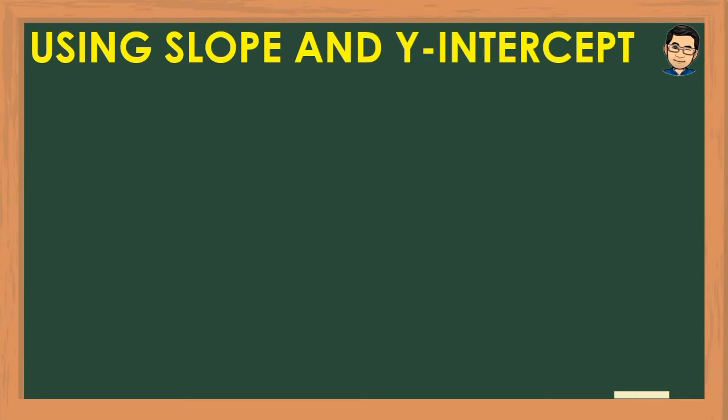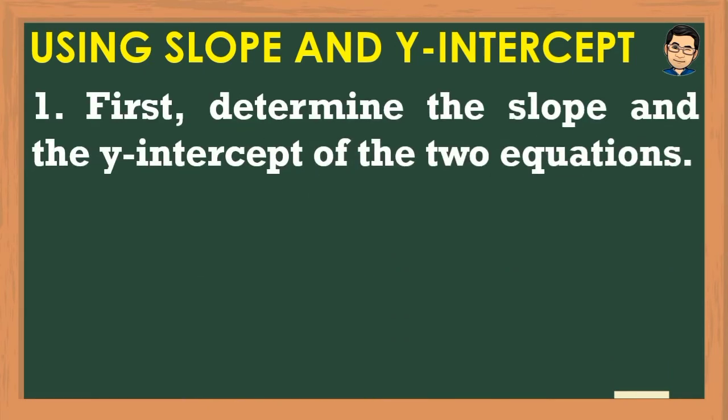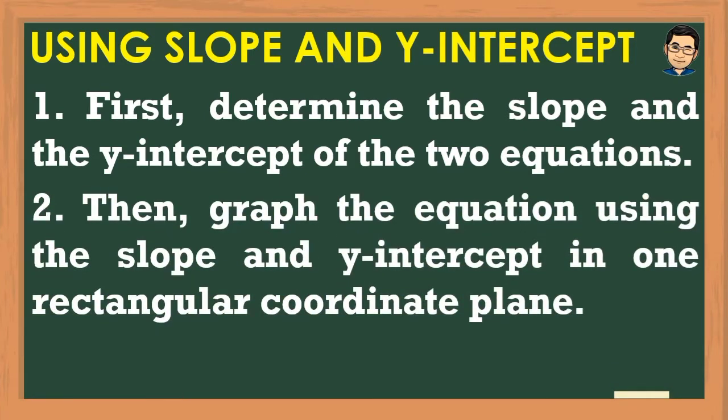So, first, using slope and y-intercept. First, determine the slope and the y-intercept of the two equations. Of course, if the given equation is in slope-intercept form, we can immediately determine the slope and y-intercept. If the equation is written in standard form, we rewrite it in slope-intercept form to get the slope and y-intercept. Next, graph the equations using the slope and y-intercept in one coordinate plane.